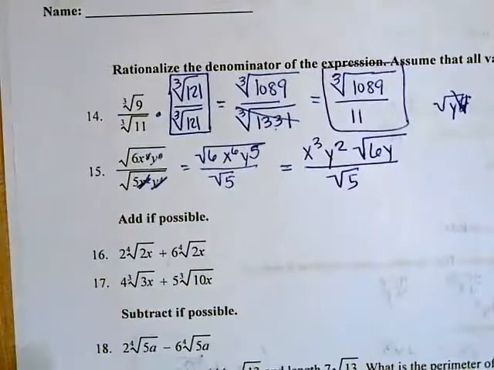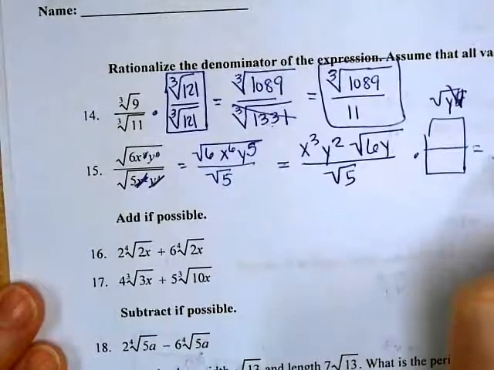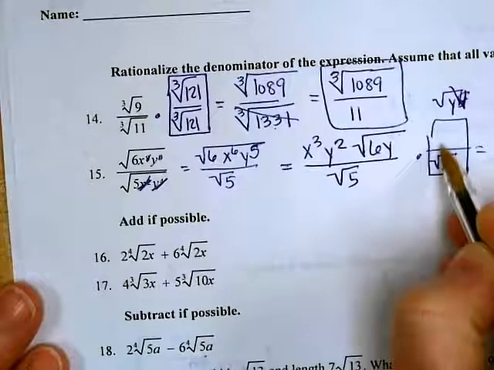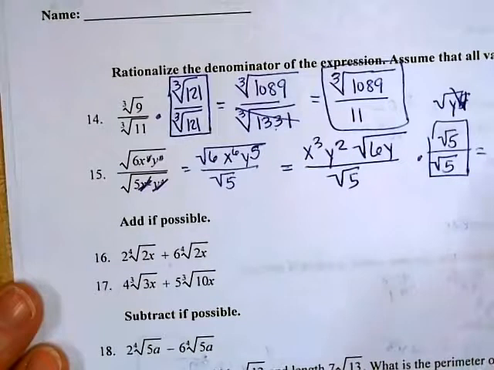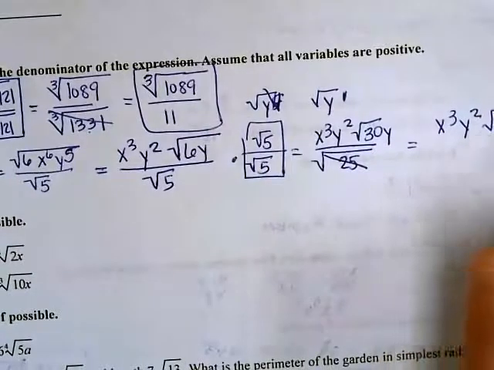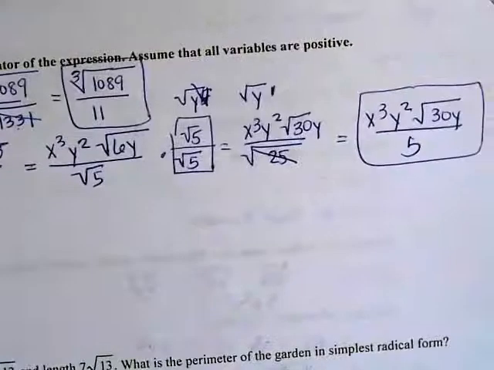What is it that I need to multiply by in order to get rid of the radical? Okay, so we want this to be 25. So I'm going to multiply by 5. So we're going to get x cubed y squared square root of 30y over 5. Questions?